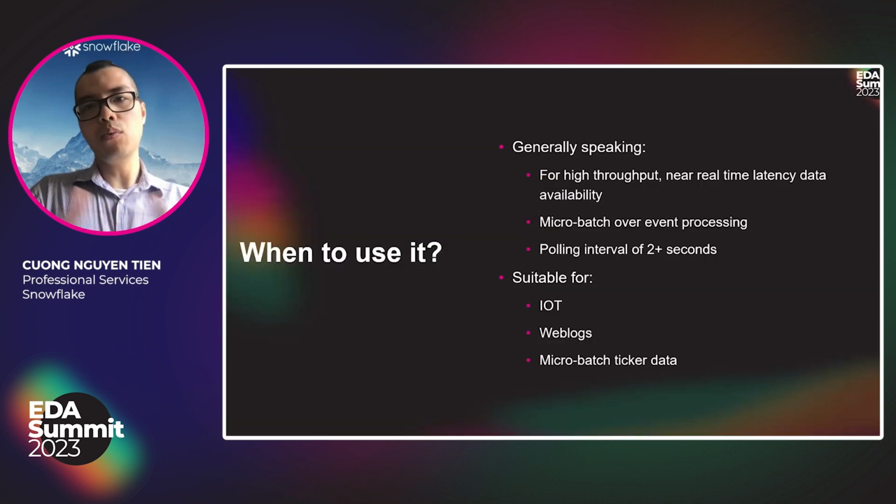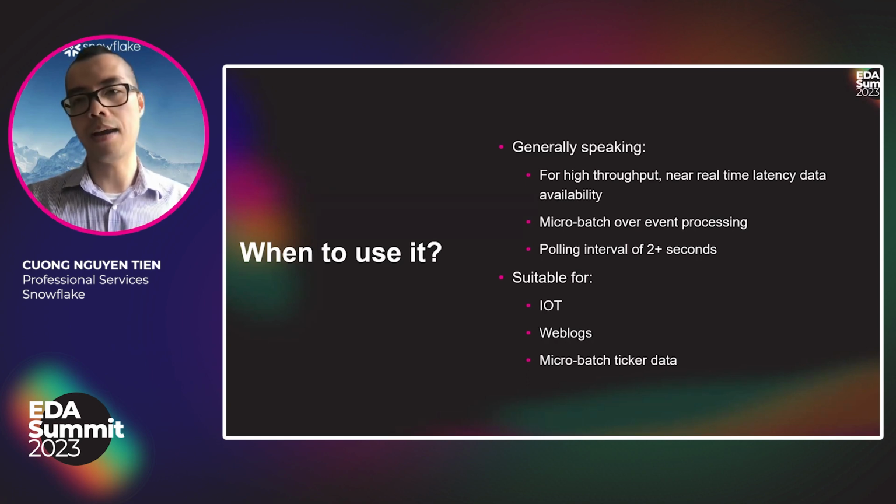So when do we generally use it? Snowflake Ingest SDK, definitely when there's a requirement for near real-time data availability. It's very suitable for IoT, web logs, or micro-batch ticker data. We just released Manufacturing Data Cloud, and a lot of our manufacturing clients are using that for their operational data.